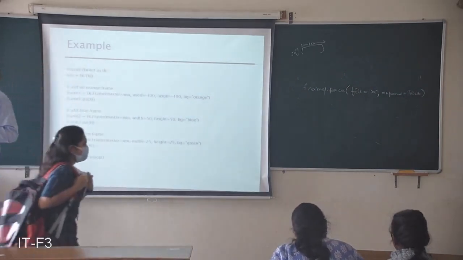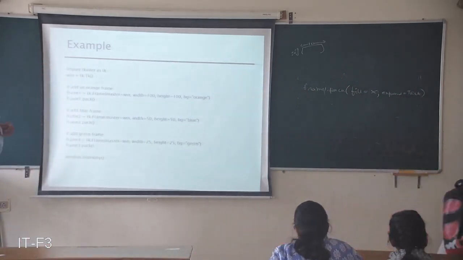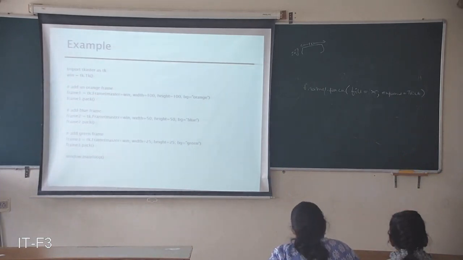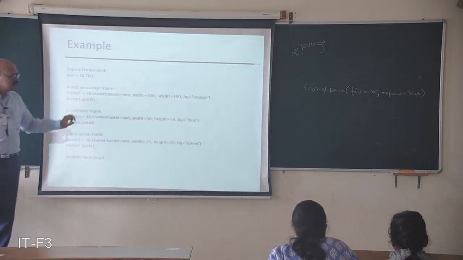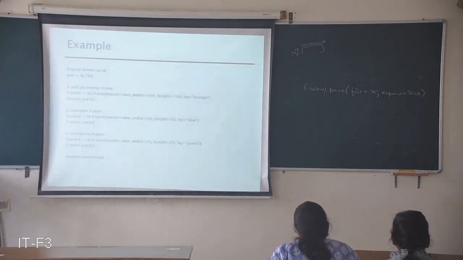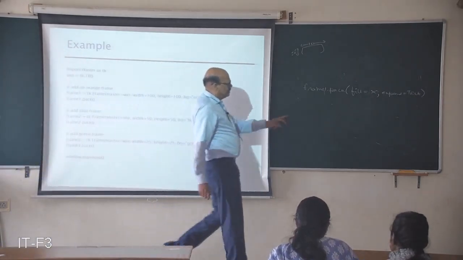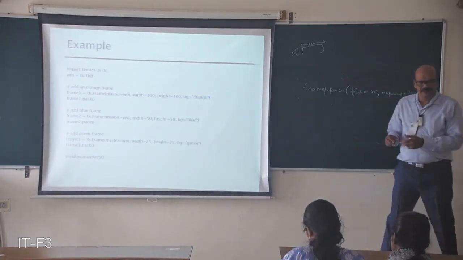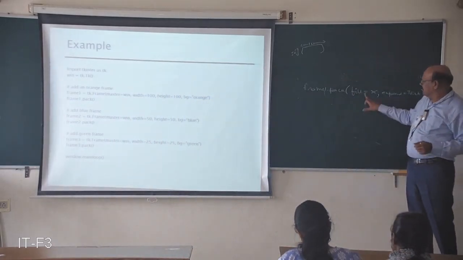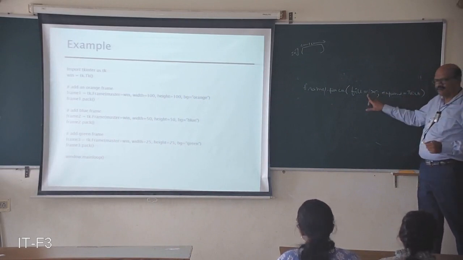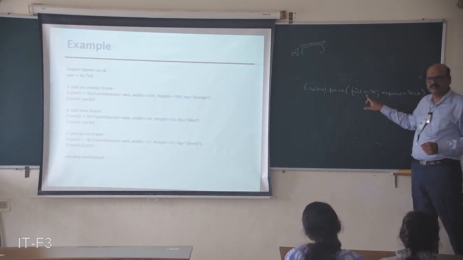So if you use frame one pack, fill is equal to x, expand is equal to true, and you add these two parameters, what are we telling? We are telling that this particular widget, the orange frame, can expand in the x direction. We have set it to true, so we are allowing it to expand in the x direction.